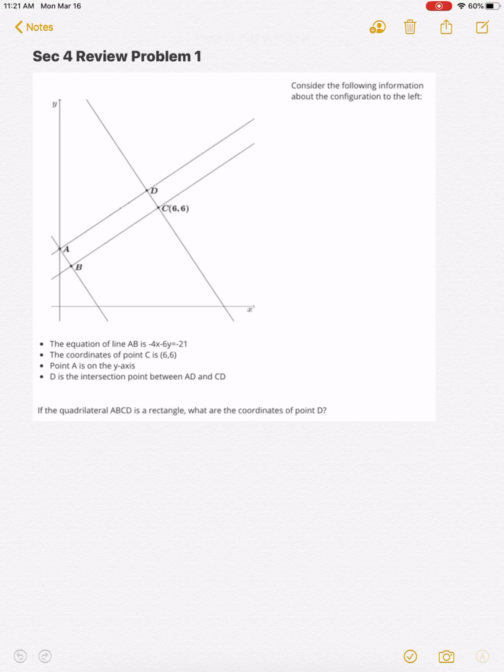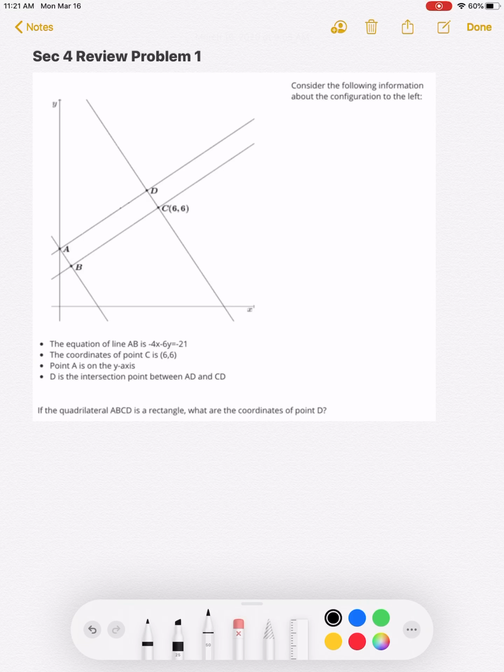So you're given 4 different lines and you're asked about the missing point D. It's important that D is the intersection between AD and DC. So in order to find that intersection, we need to find the equations of the lines AD and DC. AD is probably the easiest, so why don't we start there. We're also told that this is a rectangle, so that's going to help us very much.